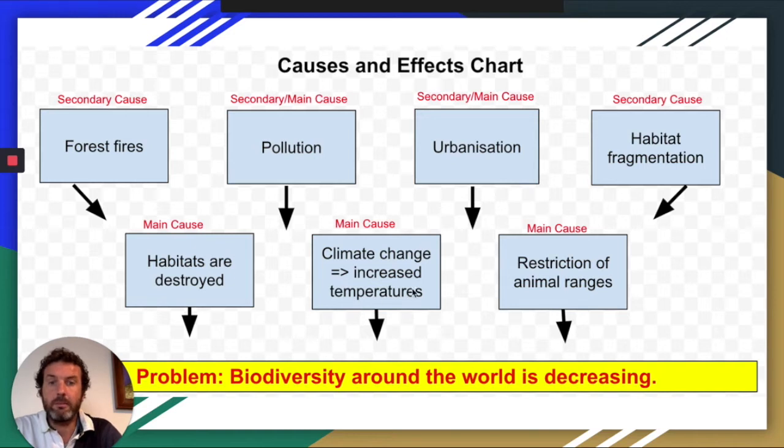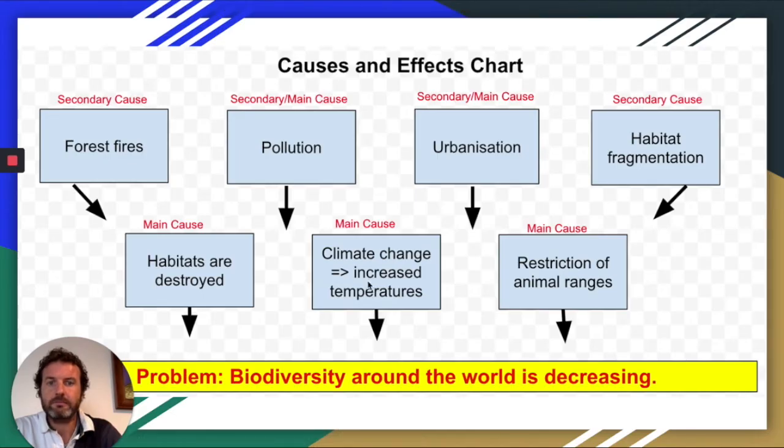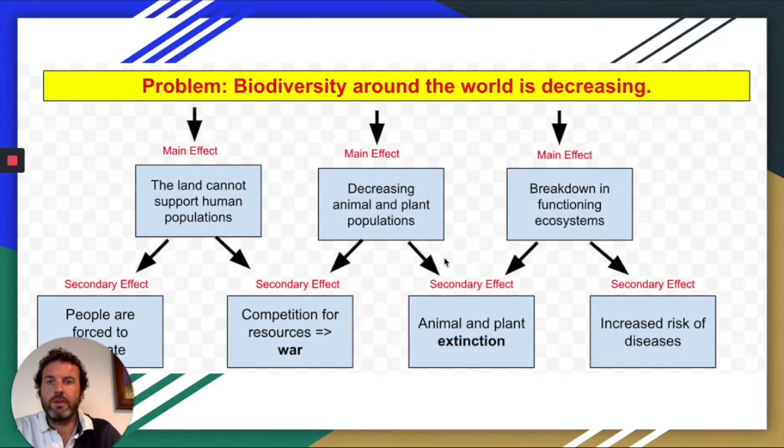One of the big causes of biodiversity decreasing was, of course, climate change. And when we look at this chart, we can see that different things feed into climate change: urbanization, pollution, forest fires. And so these causes in many ways are connected. This is my cause and effect chart. However, maybe your cause and effect chart for this problem looks a little bit different. That's fine.